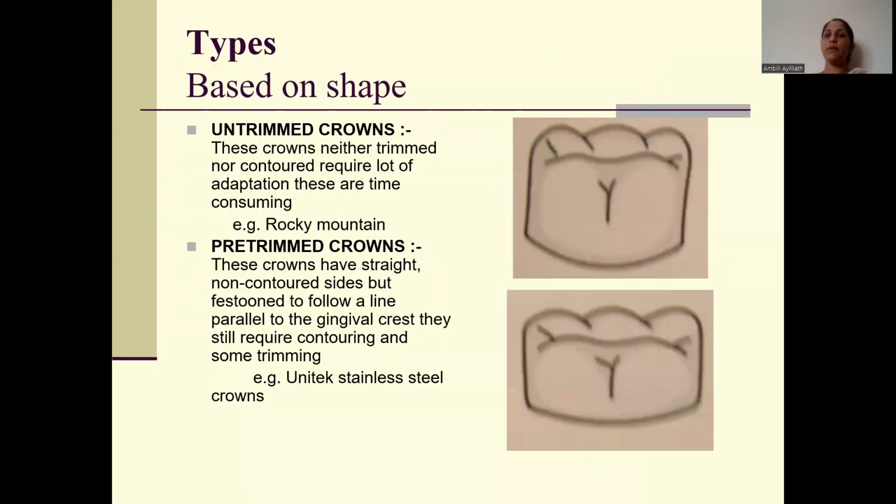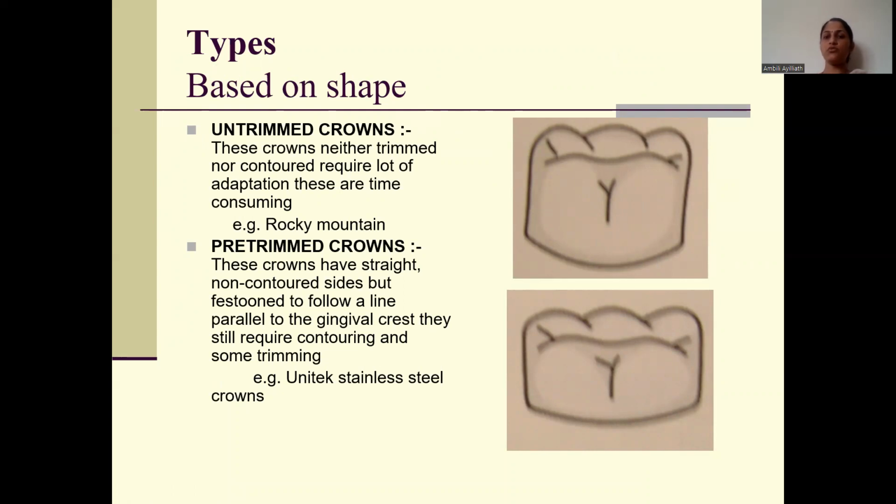Now the classification based on shape: it's classified into 3 types, untrimmed, pre-trimmed, and pre-contoured. So untrimmed crowns are neither trimmed nor contoured. You can see that it's almost straight here and it's not contoured also. The disadvantage of this type of crown is that it requires a lot of adaptation, so it's time consuming. An example is Rocky Mountain.